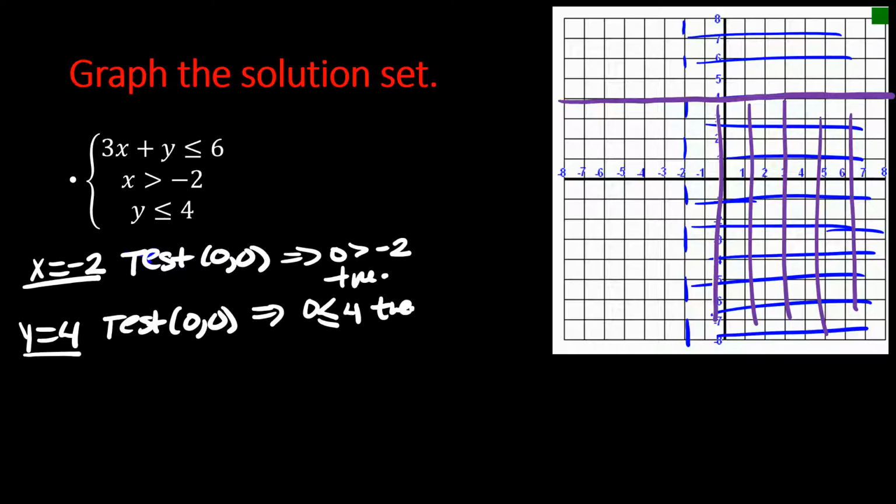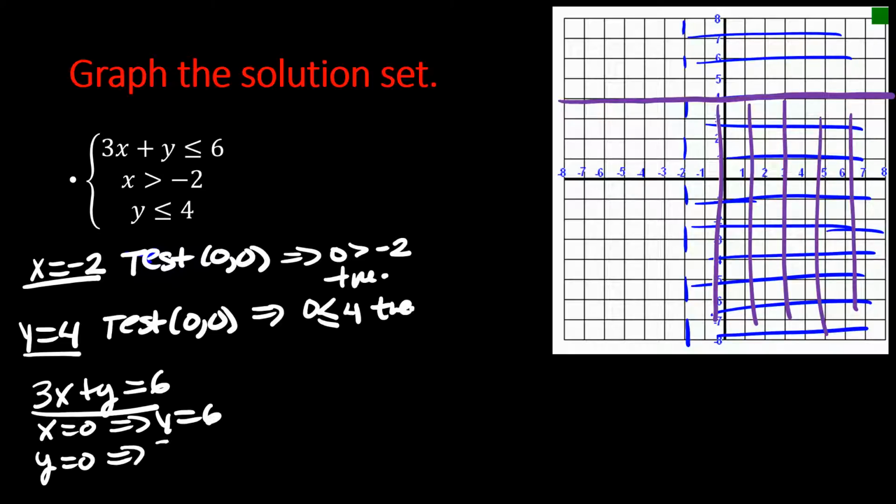Then our next one, we have 3x plus y is less than or equal to 6. So let's draw this line. We know it's going to be a solid line. If x is 0, then y is 6. If y is 0, we have 3x is 6, or x is 2. So we have a point 2 comma 0 and a point 0 comma 6. We're going to do this in black.